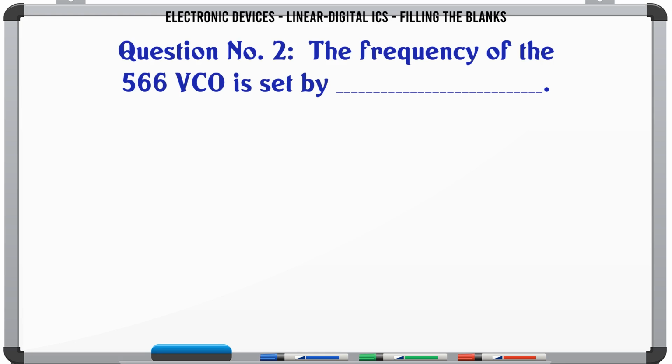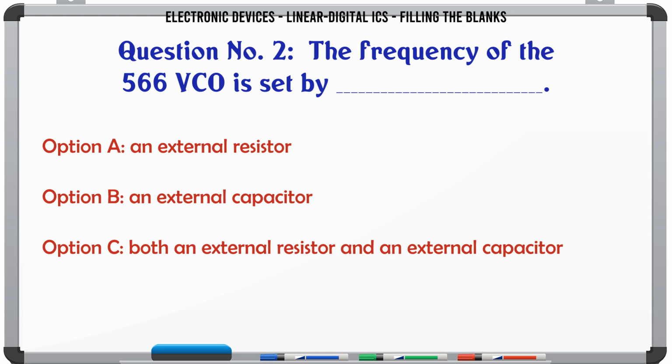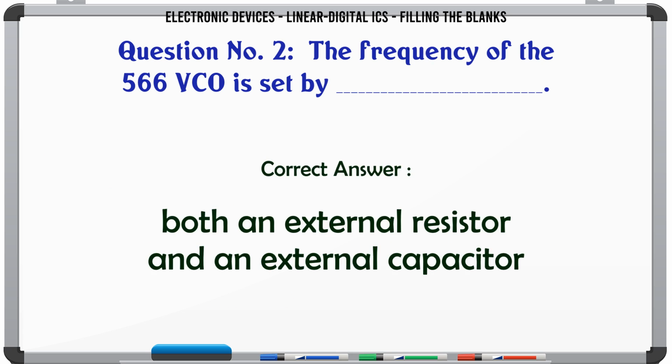The frequency of the 566 VCO is set by: A, an external resistor; B, an external capacitor; C, both an external resistor and an external capacitor; D, none of the above. The correct answer is both an external resistor and an external capacitor.